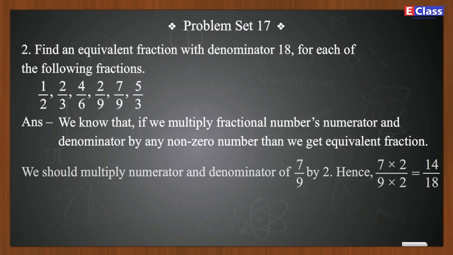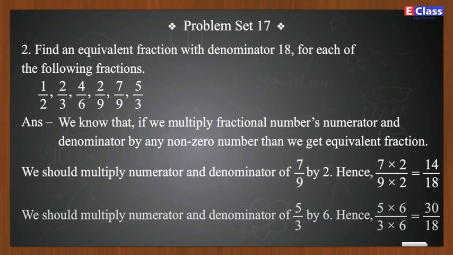We should multiply the numerator and denominator of 7 upon 9 by 2. Hence, 7 multiplied by 2 upon 9 multiplied by 2 is equal to 14 upon 18. We should multiply the numerator and denominator of 5 upon 3 by 6. Hence, 5 multiplied by 6 upon 3 multiplied by 6 is equal to 30 upon 18.